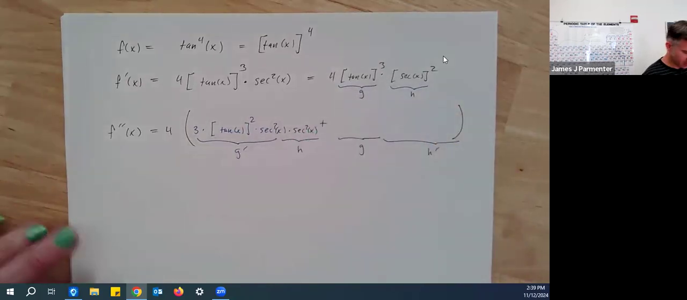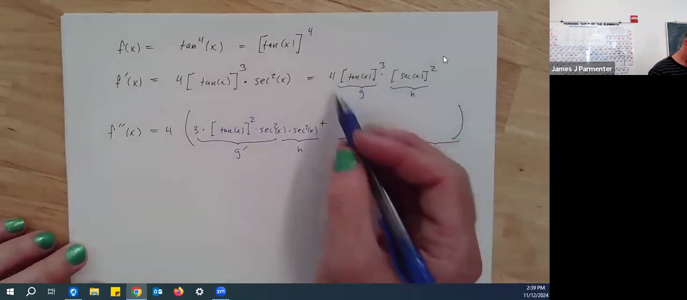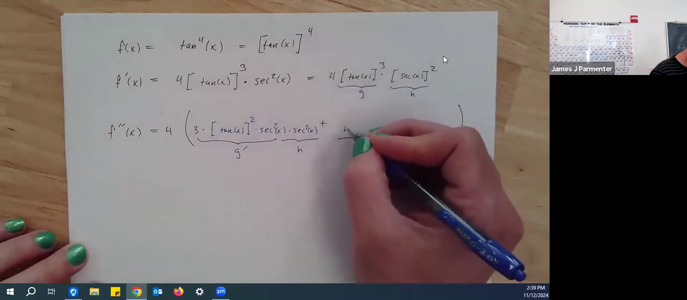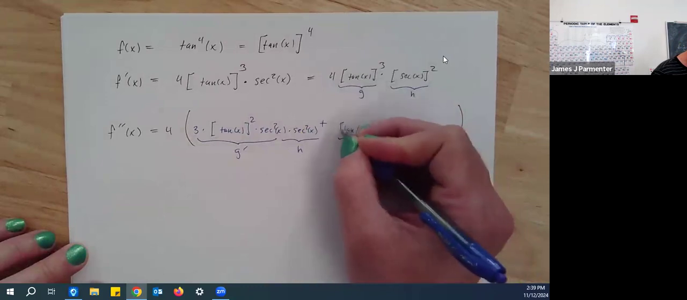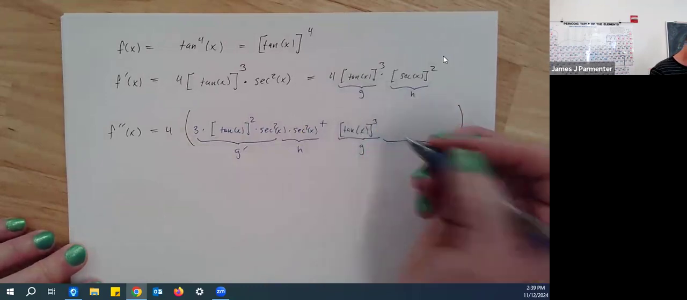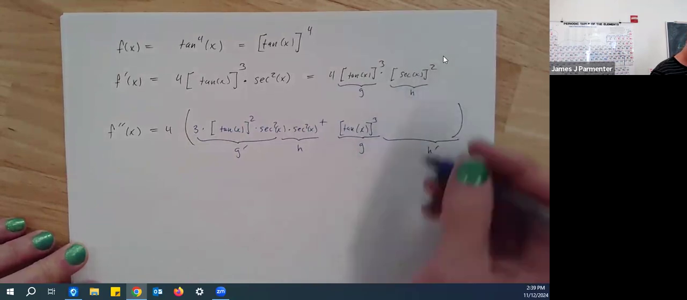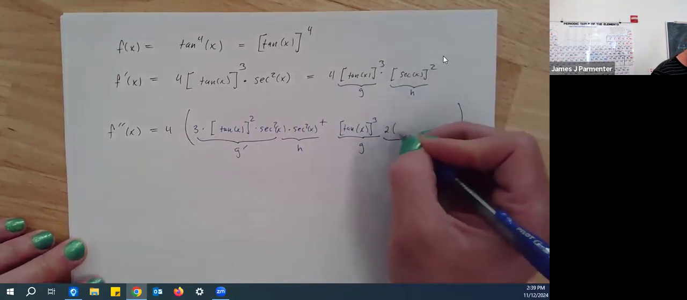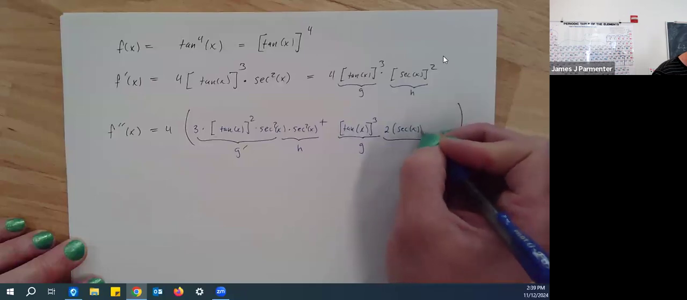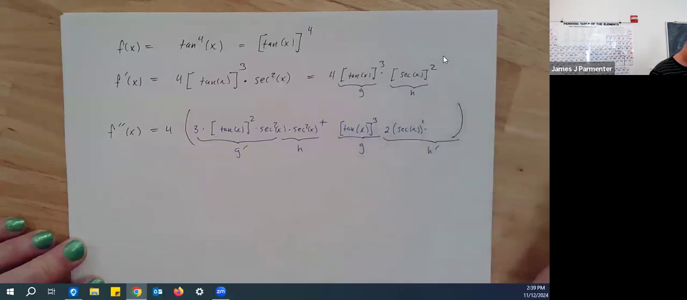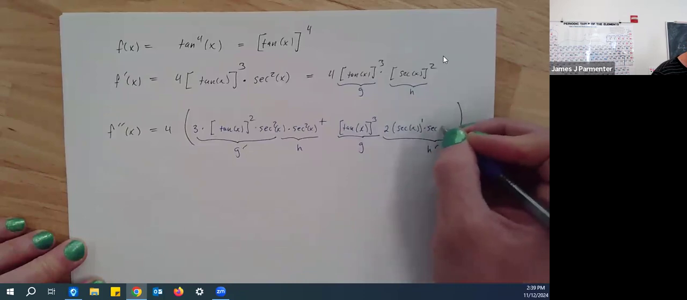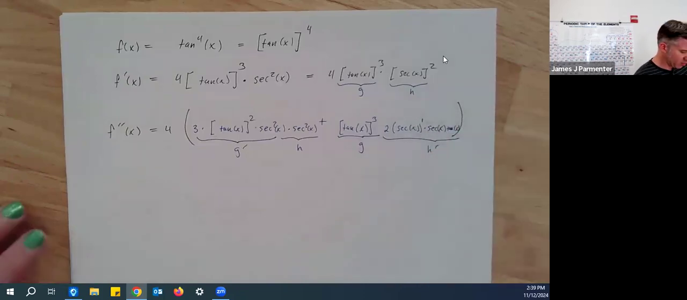Sorry, it's a little messy there. And then switch it up. We leave the g alone. So we leave tangent of x cubed alone. Sorry, tangent of x quantity cubed, or tangent cubed of x. And then the derivative of secant squared is going to be 2 times secant to the first power times the derivative of secant, which is secant of x times tangent of x. Which is a bit messy.